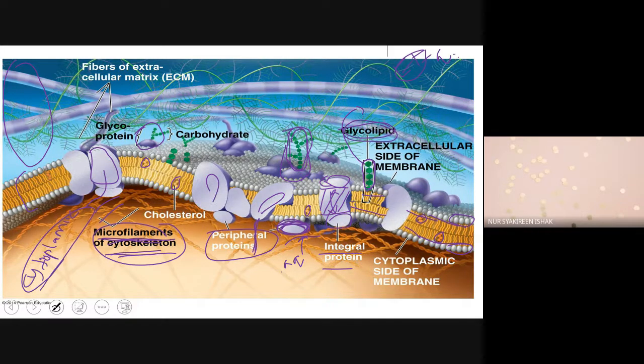So basically, there's one question that is asked during the exam. The question asks you to draw the structure of the plasma membrane. So you are not expected to draw it like this. As I mentioned, your drawing is just a simple drawing. So how do you draw the plasma membrane in a simpler form?